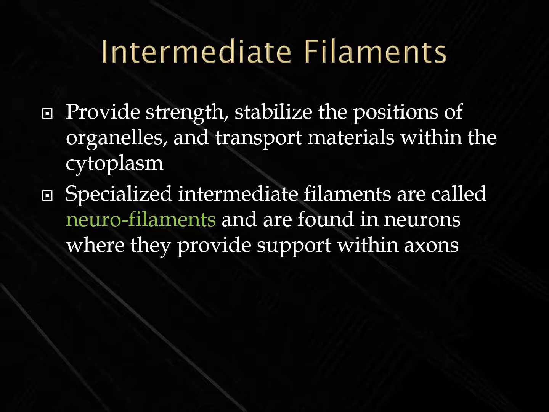Intermediate filaments provide strength, stabilize the positions of organelles, and transport materials within the cytoplasm. Intermediate filaments are specialized, and they're also called neurofilaments. They are found in neurons where they provide support within axons.